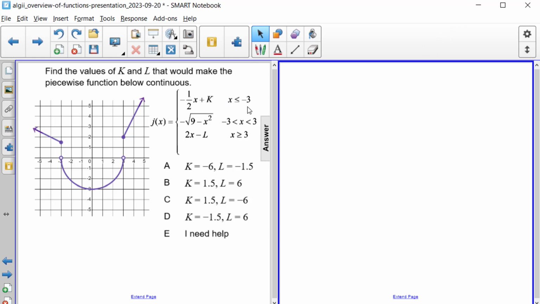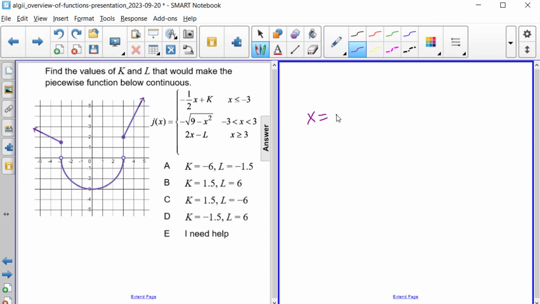In order to start answering this question, we have to determine the x value or values that we would need to substitute in order to determine the constant that is missing. And those x values that we are going to test out are negative 3 and positive 3. So we can write those down. X equals negative 3 and x equals positive 3.